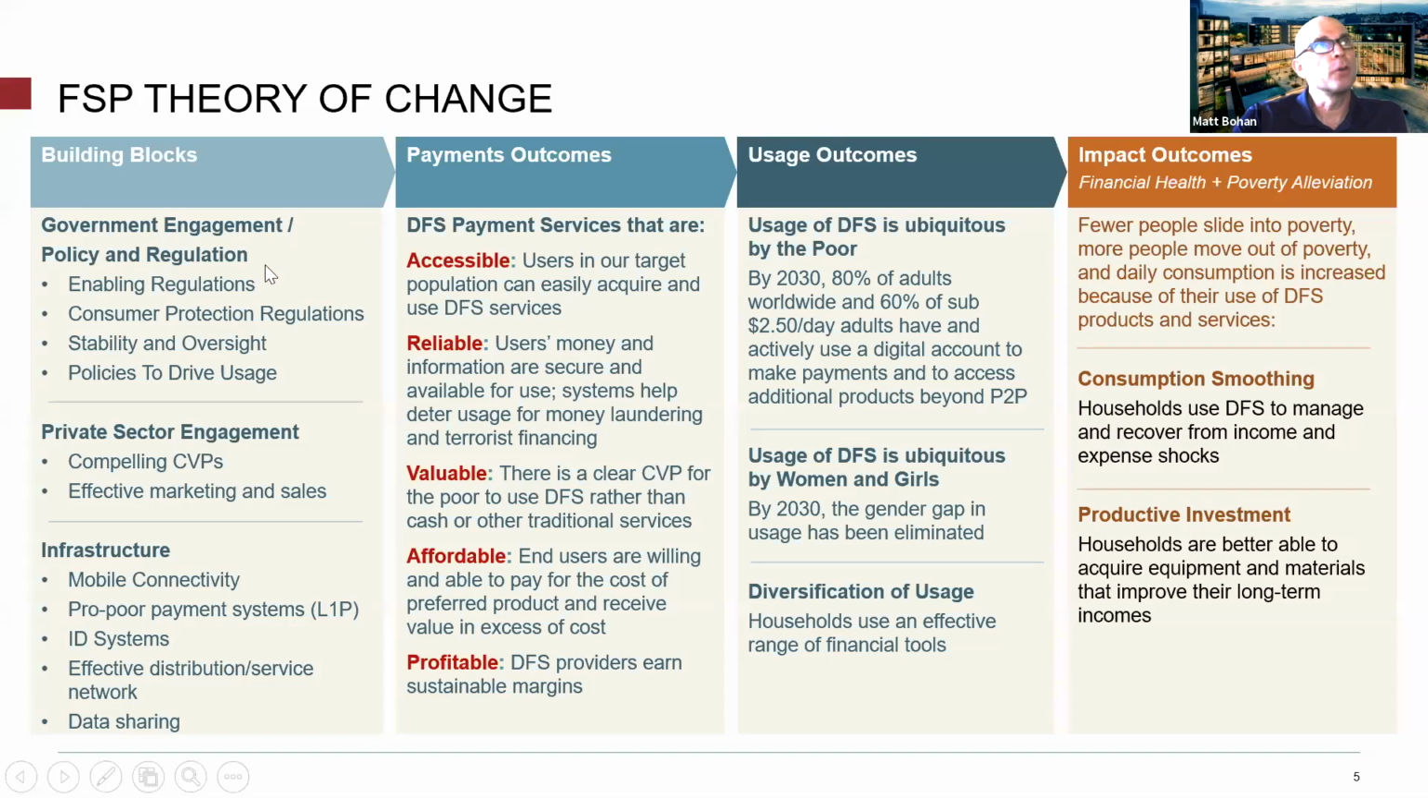And so we focus on government engagement around policy and regulation, and private sector engagement, making sure that private companies can be involved and do so in a profitable way, and engaging both to create the infrastructure that's needed, which includes Mojaloop and similar systems to allow for that connectivity.